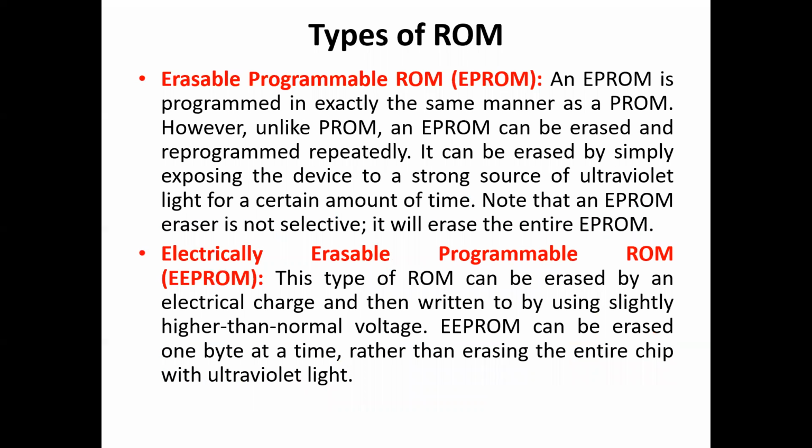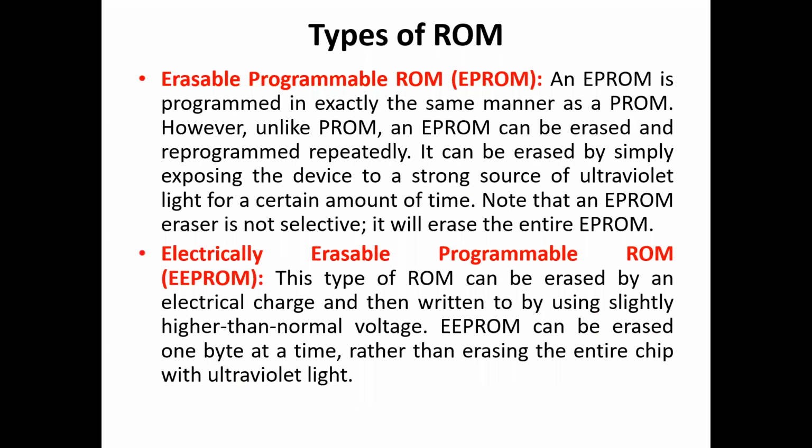Then the second type is EPROM, that is erasable programmable ROM. EPROM is programmed in a similar manner to the programmable ROM, so there is no difference between EPROM and PROM. The programming will be done in a similar way. However, the difference is EPROM can be erased and reprogrammed easily, meaning we can erase the content that has been written or programmed in the EPROM.